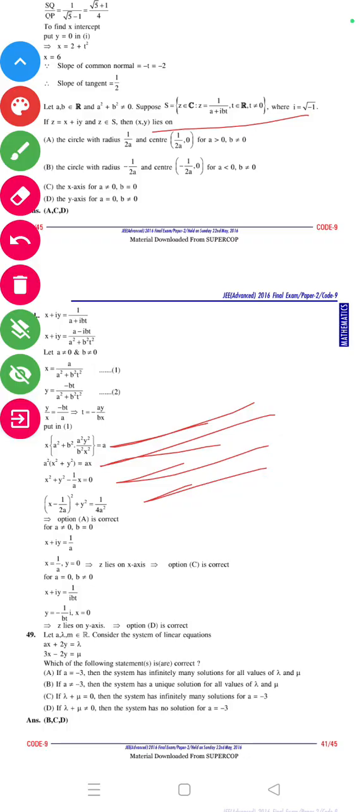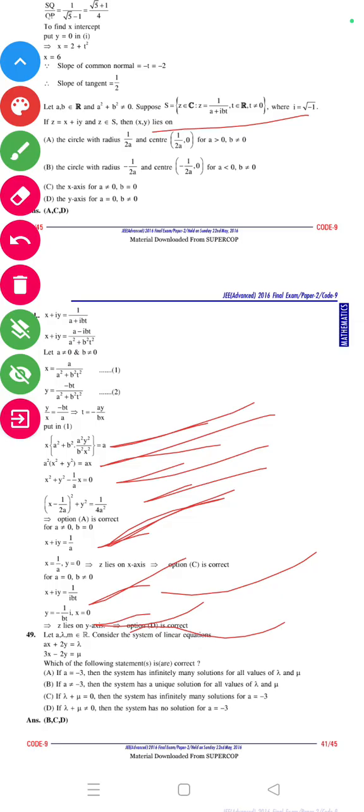For a not equal to 0, b is equal to 0: x plus iota y is equal to 1 by a, x is equal to 1 by a, y is equal to 0, so z lies on the x axis. Option C will be correct. For a is equal to 0, b not equal to 0: x plus iota y is equal to 1 by iota bt, and y is equal to minus 1 by bt, x is equal to 0. So z lies on the y axis, so option D will also be correct.